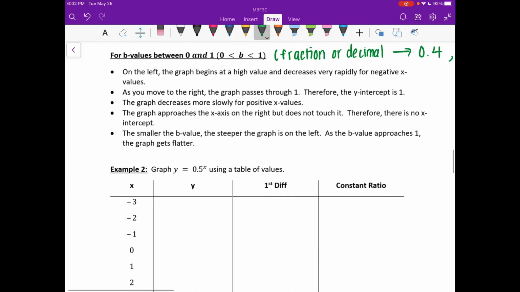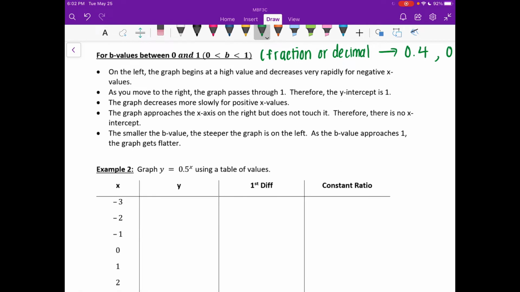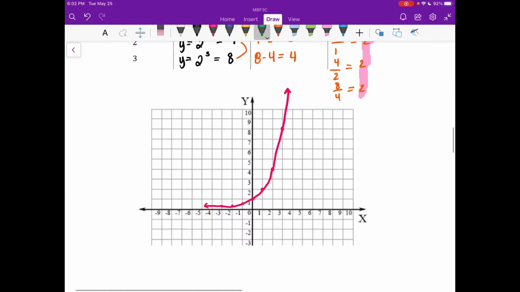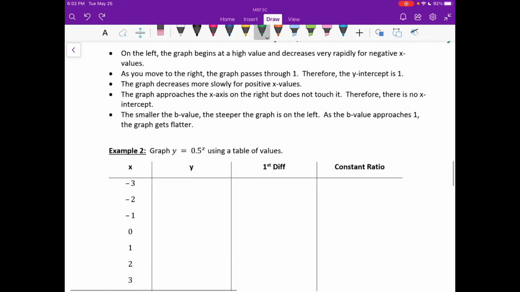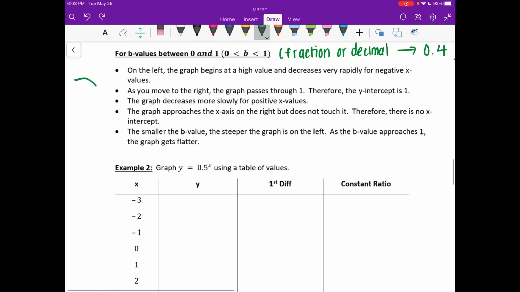So on the left, the graph will begin at a high value, right? So here you'll notice that the graph begins at a low value and then increases suddenly, right? When you have a fraction, it begins at a high value and decreases suddenly. It kind of like drops off like a cliff, okay? As you move to the right, the graph will pass through 1, right? So 0, 1, therefore the y-intercept is 0, 1, right?